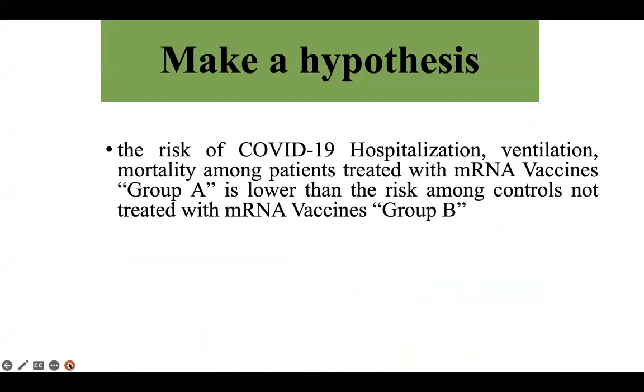The risk of COVID hospitalization, ventilation, and mortality among patients treated with the messenger RNA vaccine, group A, is lower than the risk among the control group. Can you write the hypothesis of your own study? This was my hypothesis.